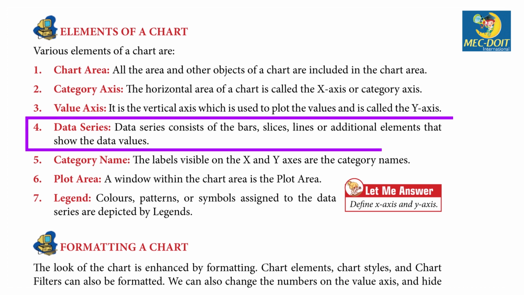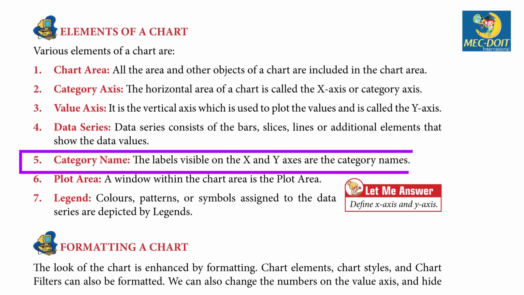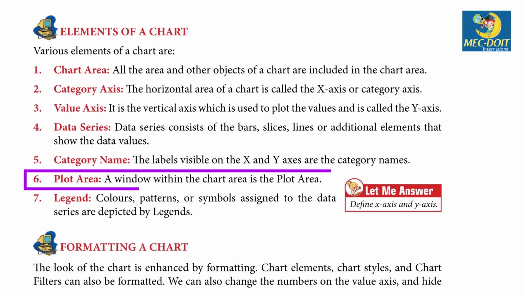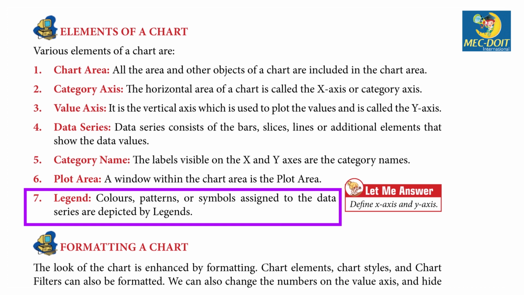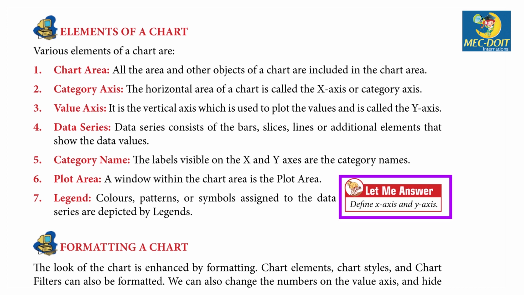4. Data series. Data series consist of the bars, slices, lines or additional elements that show the data values. 5. Category name. The labels visible on the x and y axis are the category names. 6. Plot area. A window within the chart area is the plot area. 7. Legend. Colors, patterns or symbols assigned to the data series are depicted by legends. Let me answer: define x-axis and y-axis.